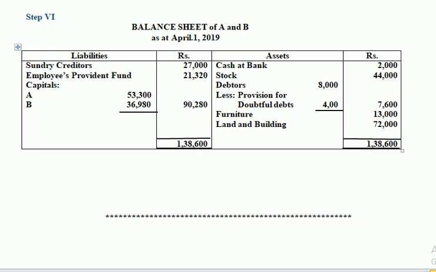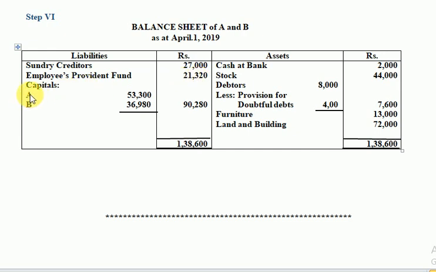So after the previous 5 steps, we are finally on our last step for the question, which is the reconstituted balance sheet of partner A and B, the continuing partners, on April 1, 2019. After incorporating all the changes which we have done in revaluation account, this is how creditors stands at. It stands at 27,000. Employees Provident Fund stands at 21,320.